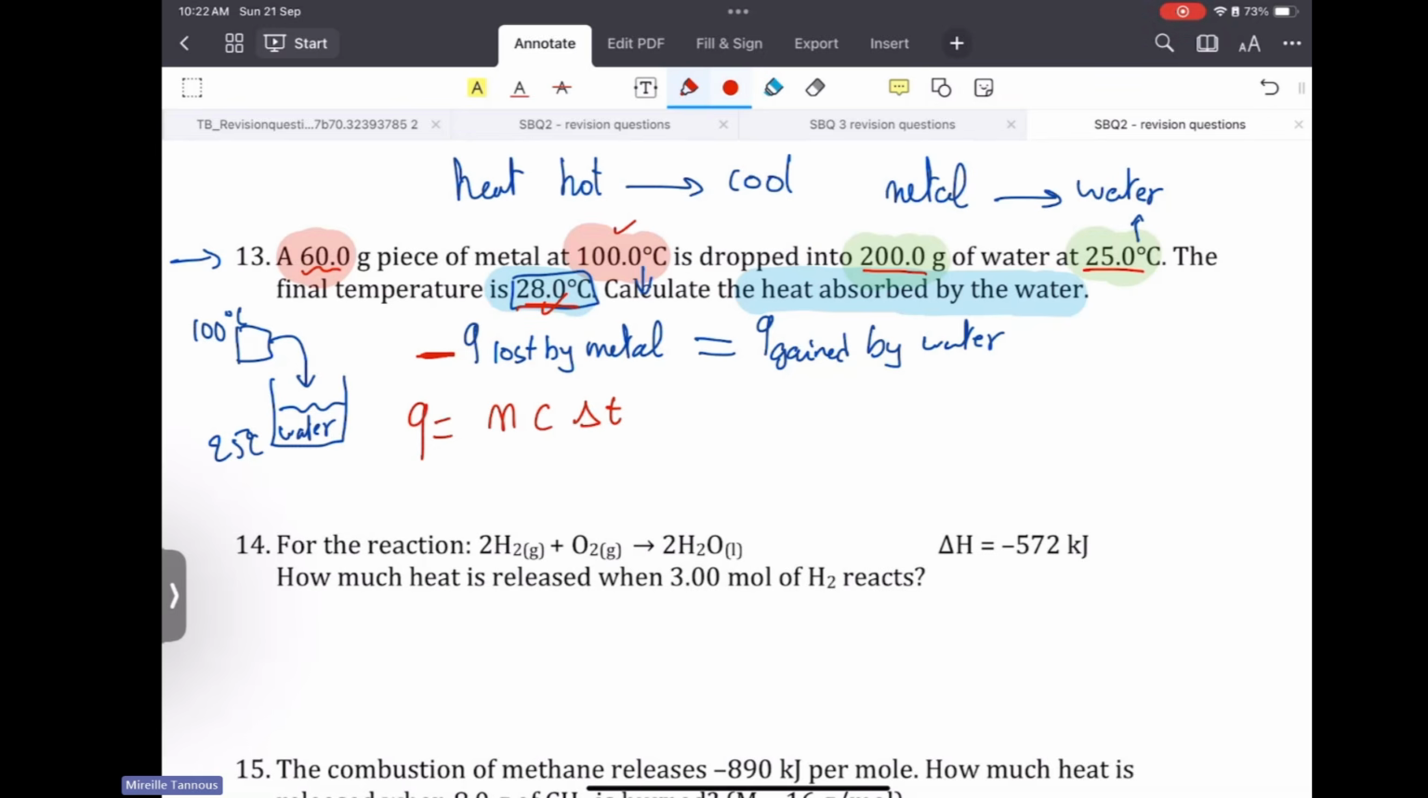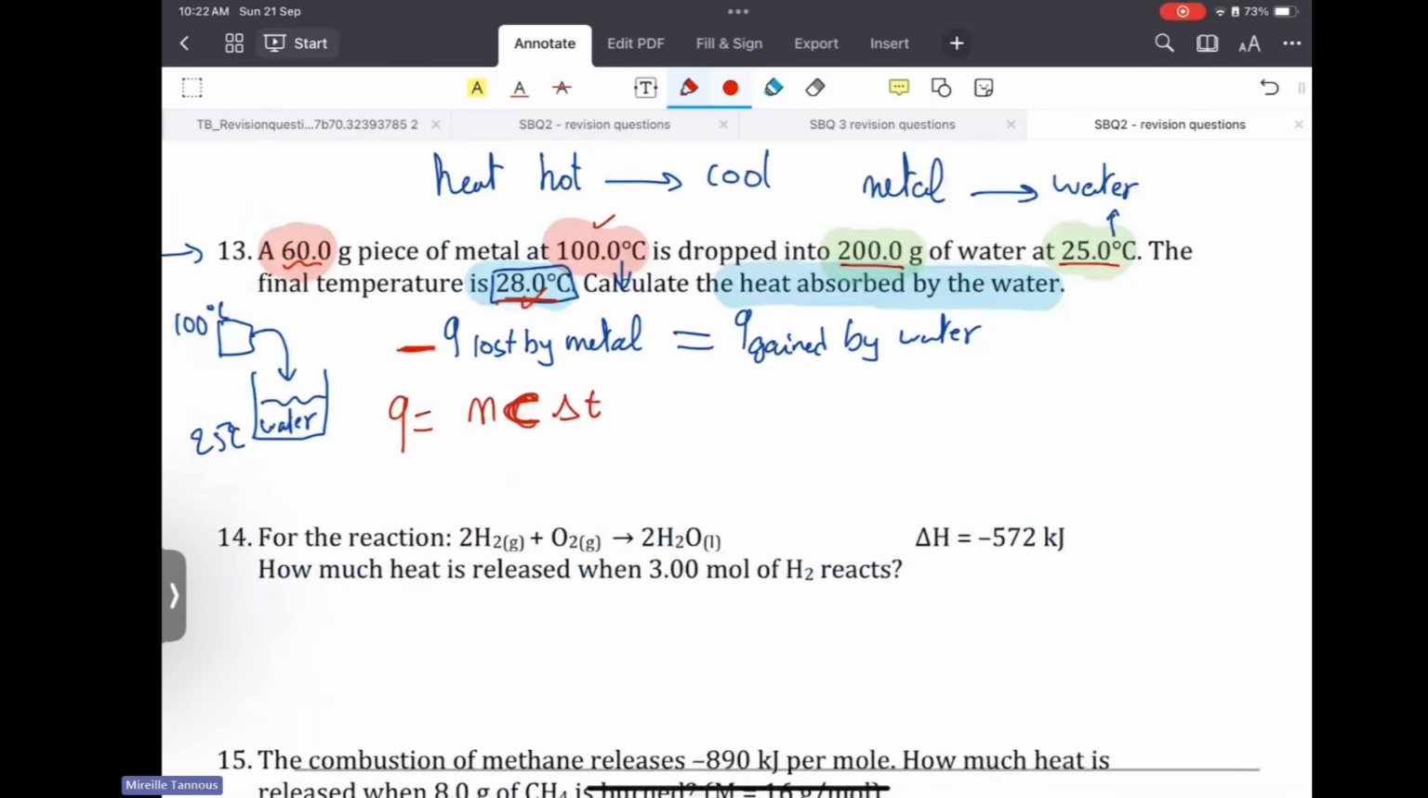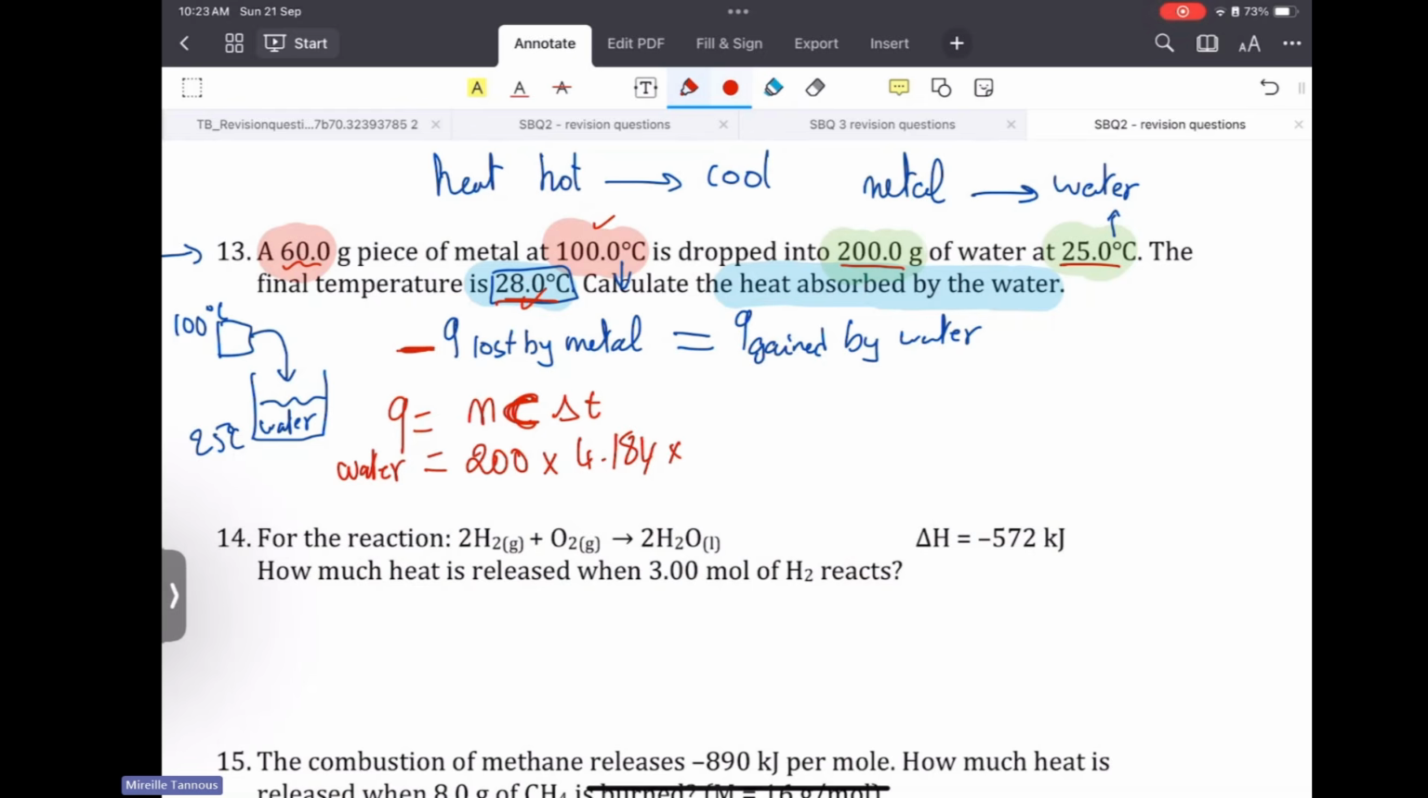And we already know the specific heat capacity of water, which is 4.184. It's always given in the question. So in this case, we will apply this for the water. So the mass of the water is 200. The specific heat capacity of water and the final temperature is 28 for both, minus 25.